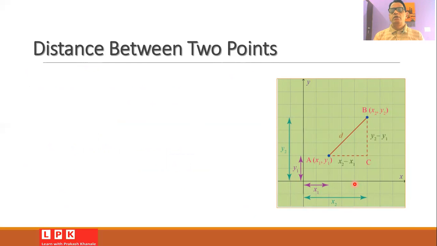Now, by using coordinate geometry, it is possible to find the distance between 2 points. Suppose we have been given x and y axes, and we have 2 points. Suppose A is the point whose coordinates are x1, y1, and B is the point whose coordinates are x2, y2. Then we can find the distance between these 2 points.